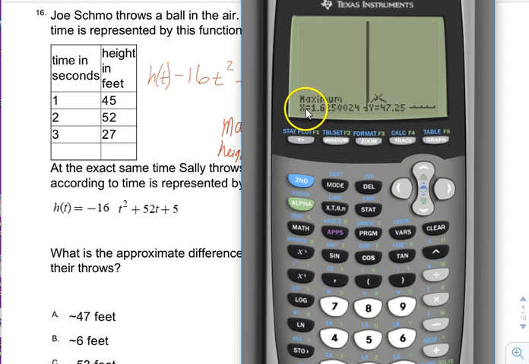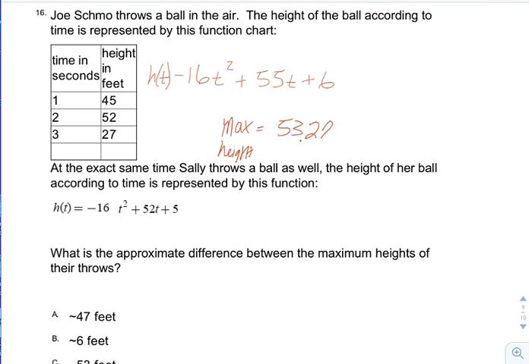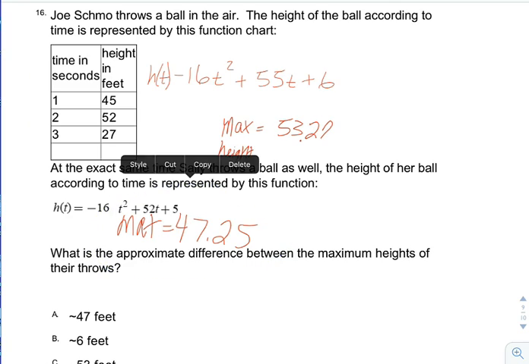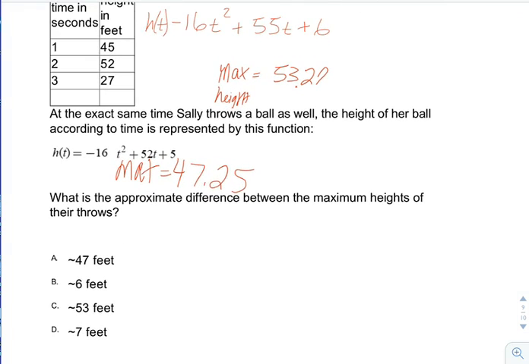Now be careful. This x coordinate is just how long in the flight it is. That's not the maximum height. That's just the input where the maximum happens. Okay, so that's 47.25. That is for this one here. So at this point, you just find which one has the closest difference to it. 47.25 to about 53.25. That's about 6 feet difference. There's your answer. All right, that's it.